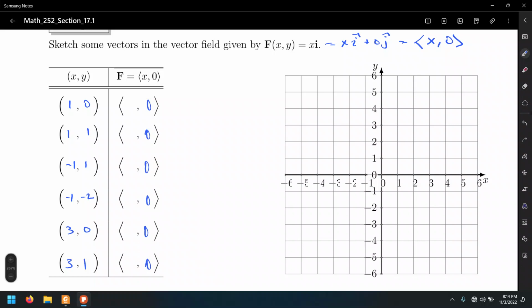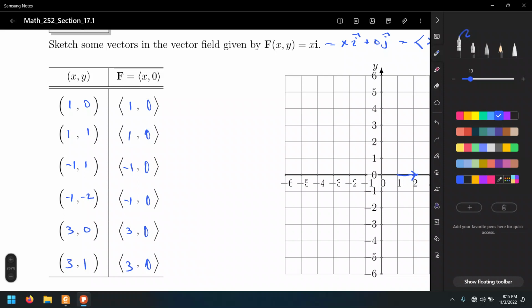That's great. Well, the x component of the vector will be, in this case, just x, which is the same x coordinate of the given point. So that's 1, 1, negative 1, negative 1, 3, and 3. So what are we going to do? Number one, we're going to go to the point 1 comma 0, which is this point. This is going to be our initial point for the corresponding vector, which is 1 comma 0. All right, that's one vector.